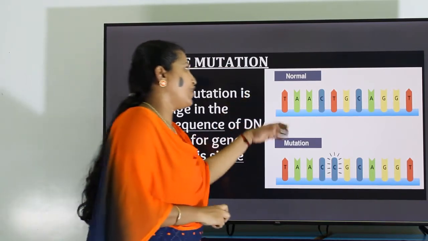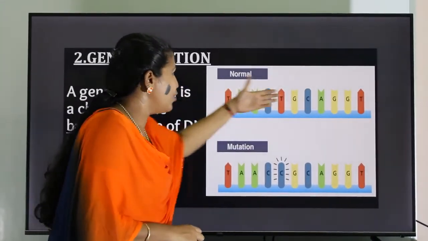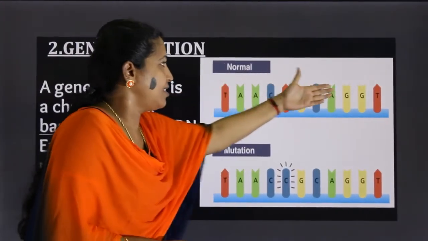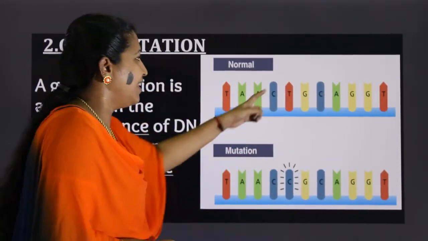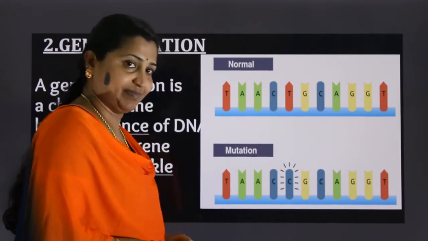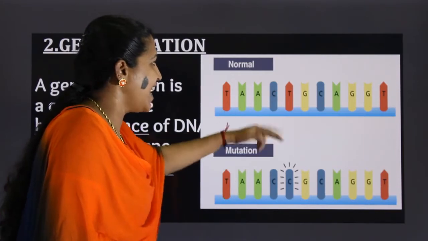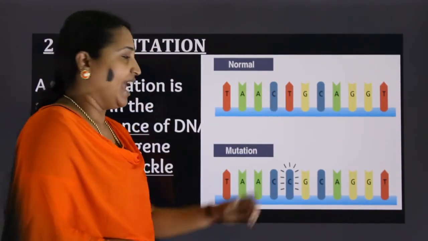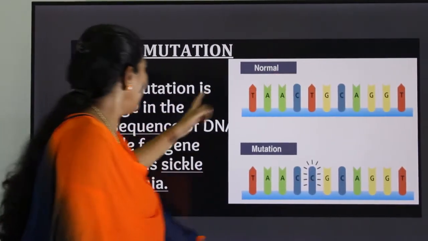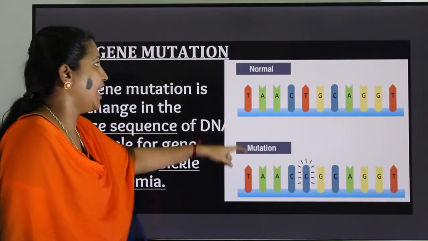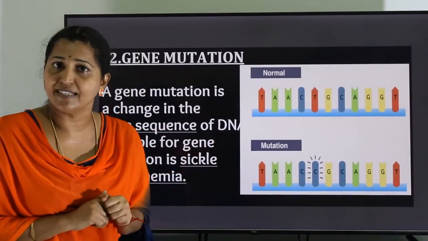Here you can see the picture of a normal gene as well as a mutated gene. In the normal gene, the nucleotide bases are arranged in a sequence. In the mutated gene, the sequence is the same, but there is a change in one nucleotide. Here the nucleotide is T, but in the mutated one it is C. So there is a change in the base sequence. And this we call gene mutation, because the mutation has taken place in the base sequence of the DNA. The example for gene mutation is sickle cell anemia.